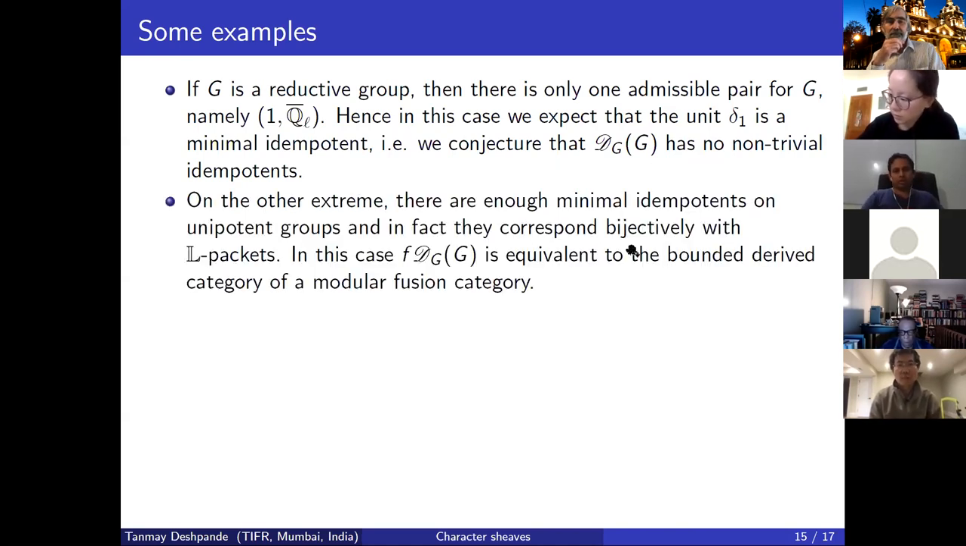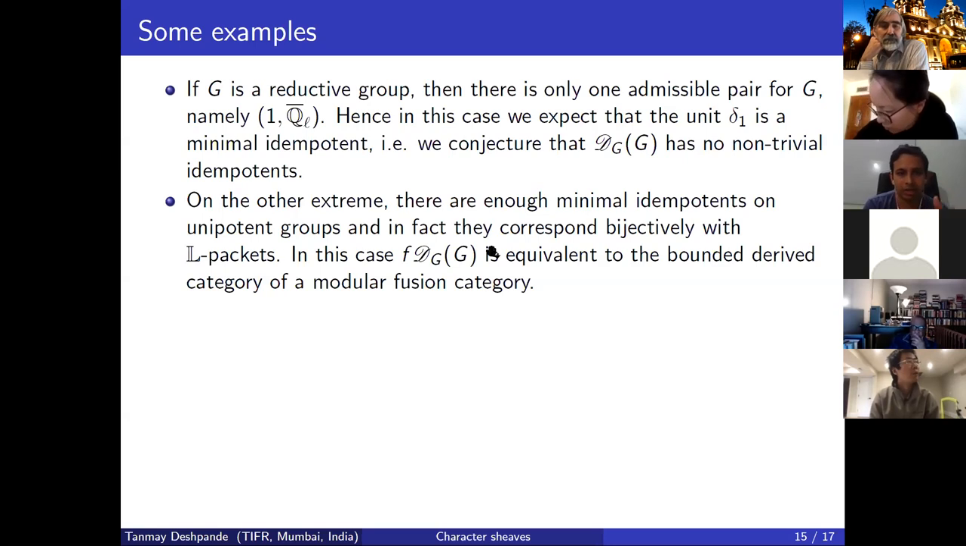But on the other hand, there are lots of minimal idempotents on unipotent groups. And in fact, they correspond bijectively with L-packets. So if you have a unipotent group G and F is a minimal idempotent on a unipotent group, then this DG of G is in fact equivalent to the bounded derived category of a modular fusion category. So in the case of unipotent groups, minimal idempotents already give the Lusztig packets and the L-packet decomposition of character sheaves.